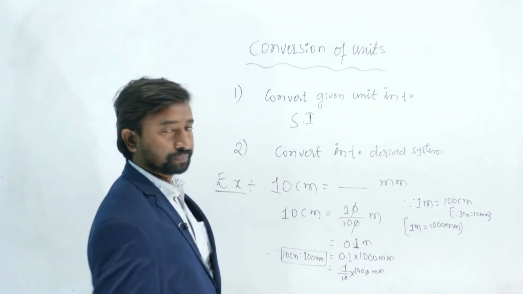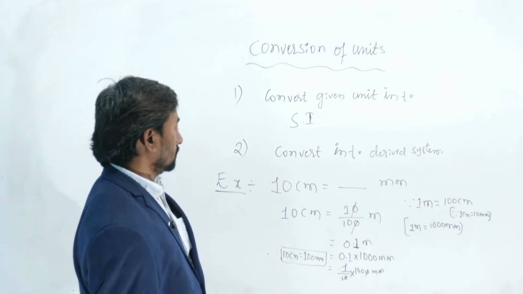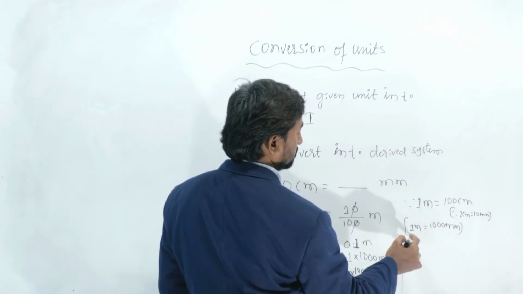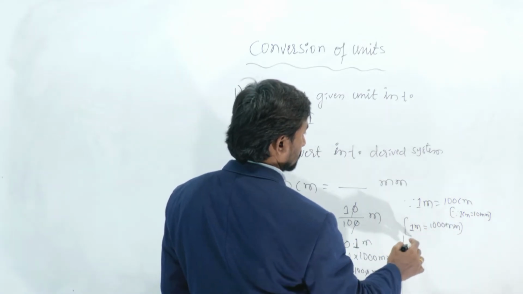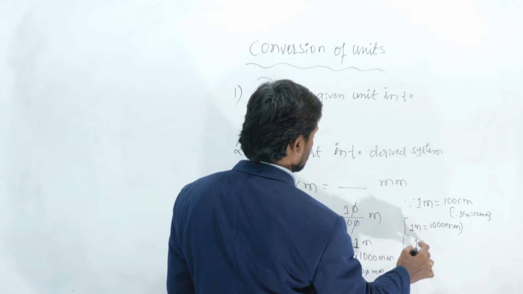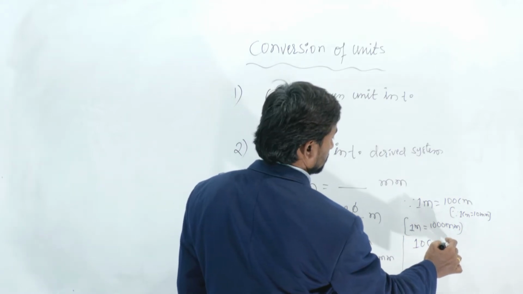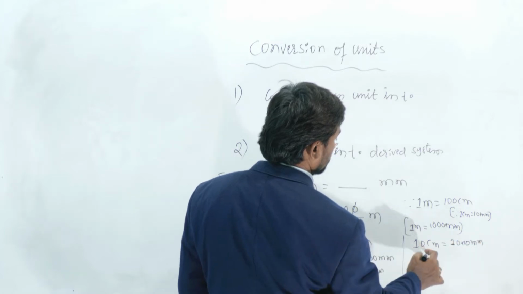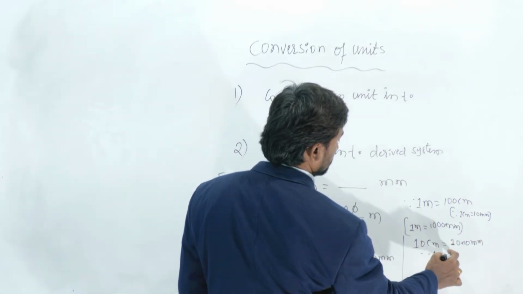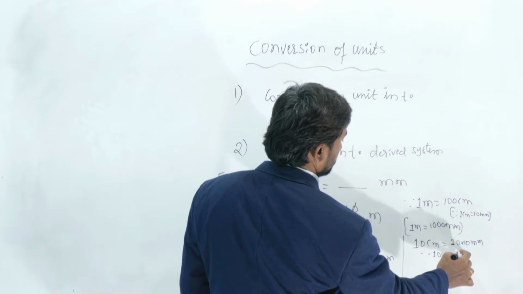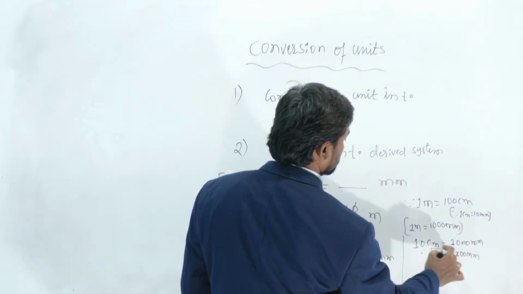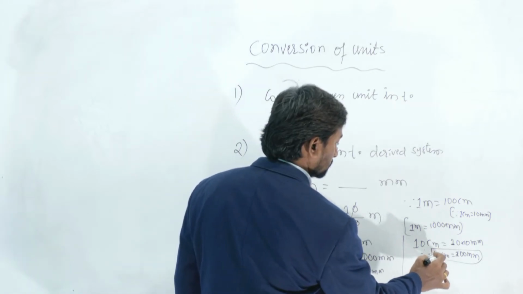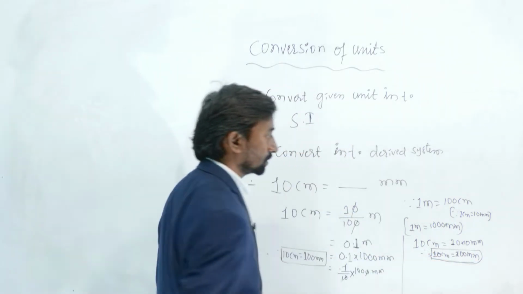Or else, 10 centimeters, they are asking millimeters, no? Simply by using 1 centimeter is equal to 10 millimeters, 10 centimeters is equal to 10 into 1 centimeter, which is 10 millimeters each. So directly we can write that 10 centimeters is equal to 100 millimeters. Like this also we can do it. Whichever one is easy, we can follow that one, no problem.